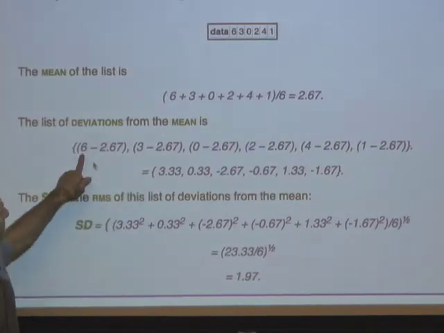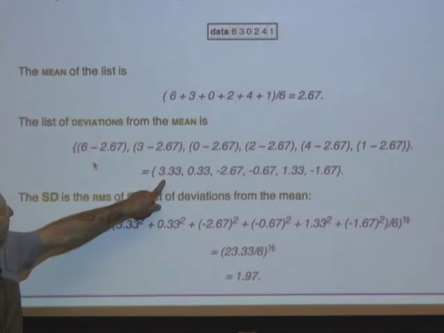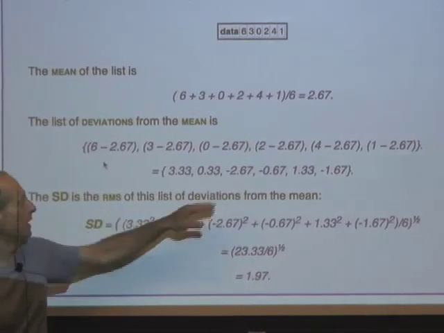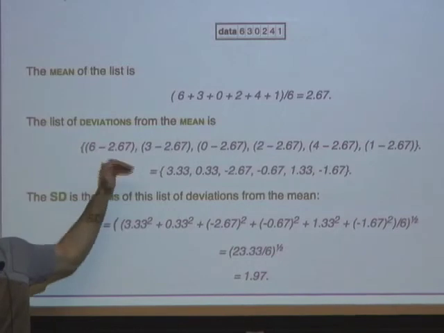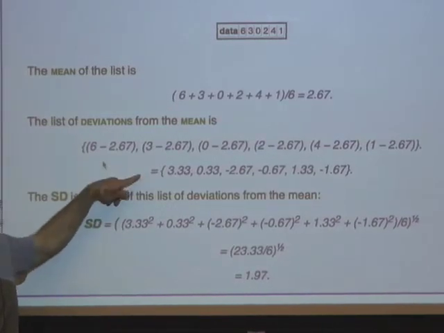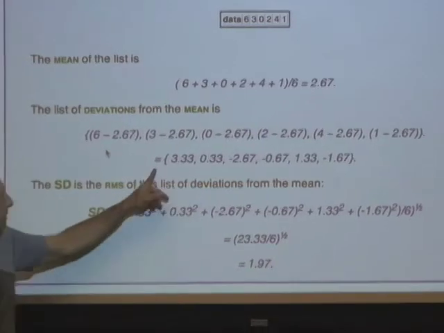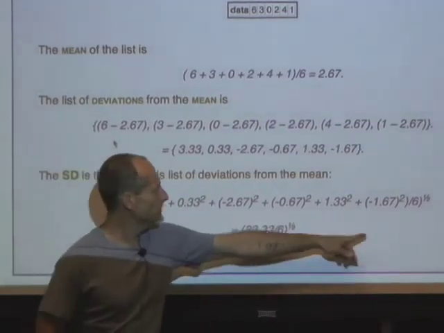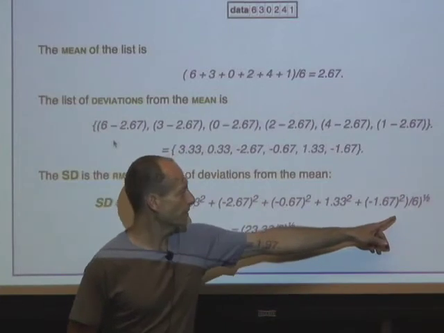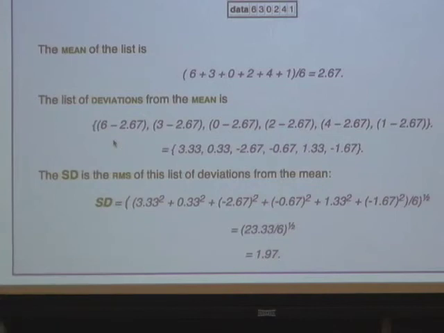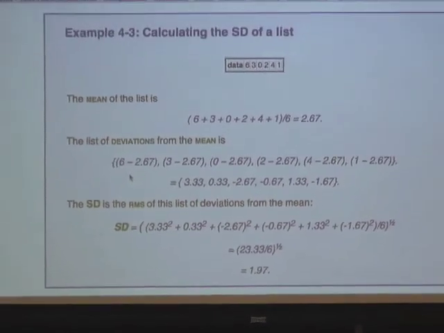First element minus the mean of the list gives us 3.33. Second element minus the mean gives us 0.33, etc. And now, from this list of deviations from the mean, we get the standard deviation by taking the RMS of this list. So what is that? We average the squares and take the square root. So we're going to square each of these things, add them together, and divide by how many there are. That's the mean of the squares, and then we take the square root of that. So the standard deviation of this list is 1.97, plus or minus round off.